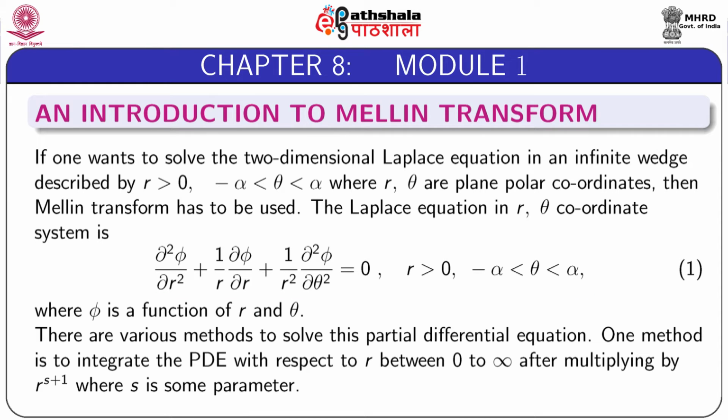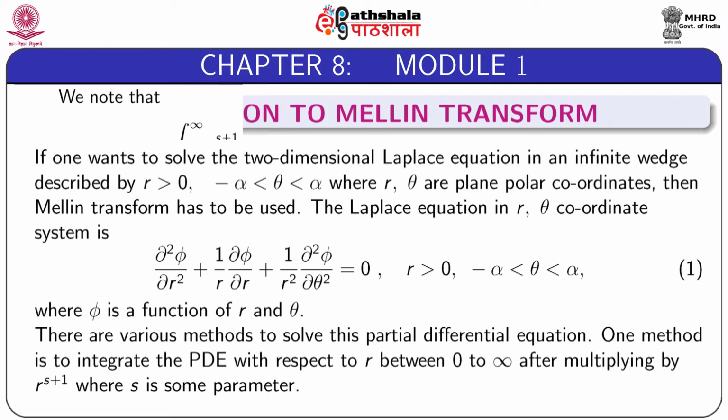There are various methods to solve this partial differential equation. One of the methods is to integrate this partial differential equation given by 1 with respect to r between 0 to infinity after multiplying both sides by r to the power s plus 1, where s is some parameter. That is, we multiply equation 1 on both sides by r to the power s plus 1 and integrate with respect to r from 0 to infinity.